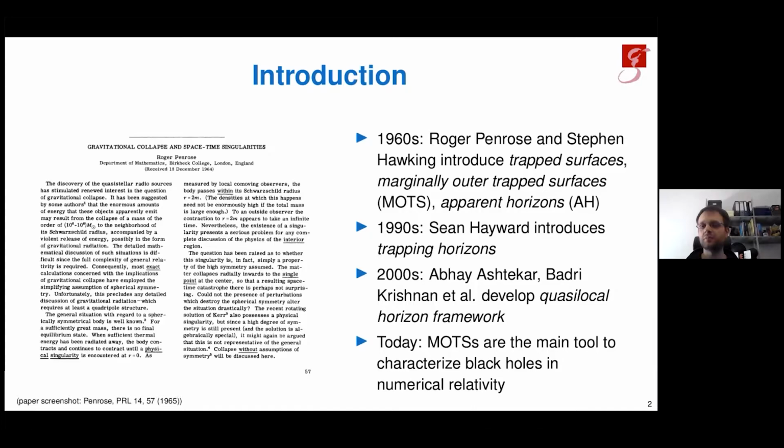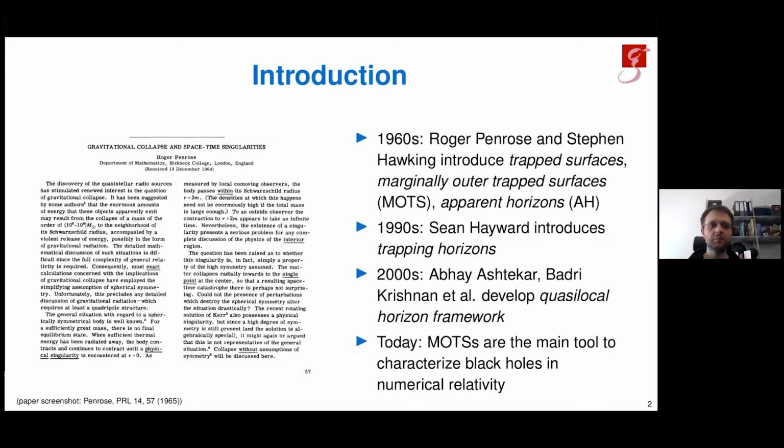The time evolution of these surfaces was then introduced by Hayward in a concept he called trapping horizons, which was the inspiration for Ashtekar, Krishnan, and others to develop the full mathematical framework of what is called the quasi-local horizon paradigm. In this framework, black holes are modeled using isolated horizons when they are in equilibrium and dynamical horizons when they are interacting. These quasi-local horizons, of which MOTSes are an integral part, are used in numerical relativity every day. Whenever you do numerical simulations of black holes, you always take a look at these MOTSes to find out whether you have black holes and what their properties are, mass and spin, etc.